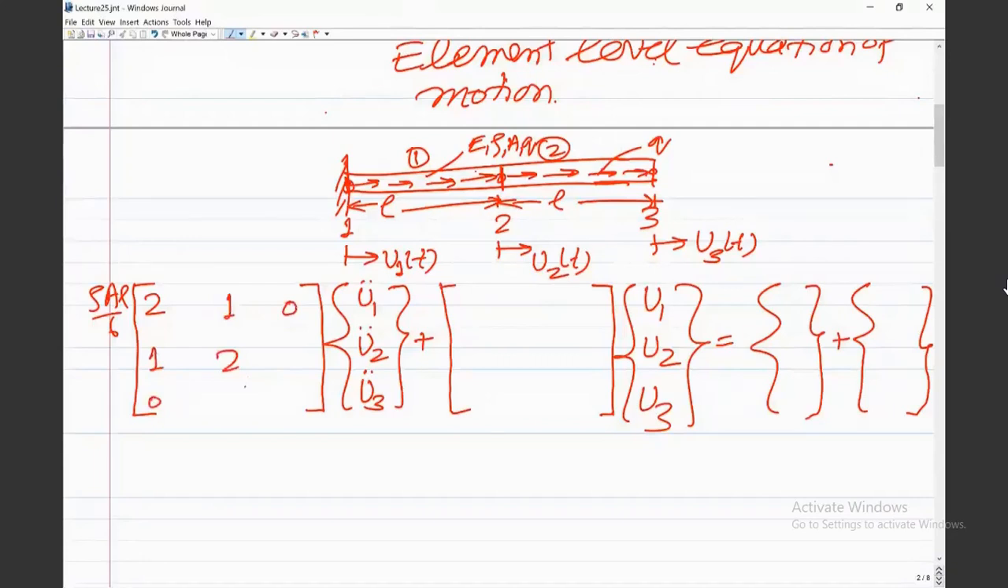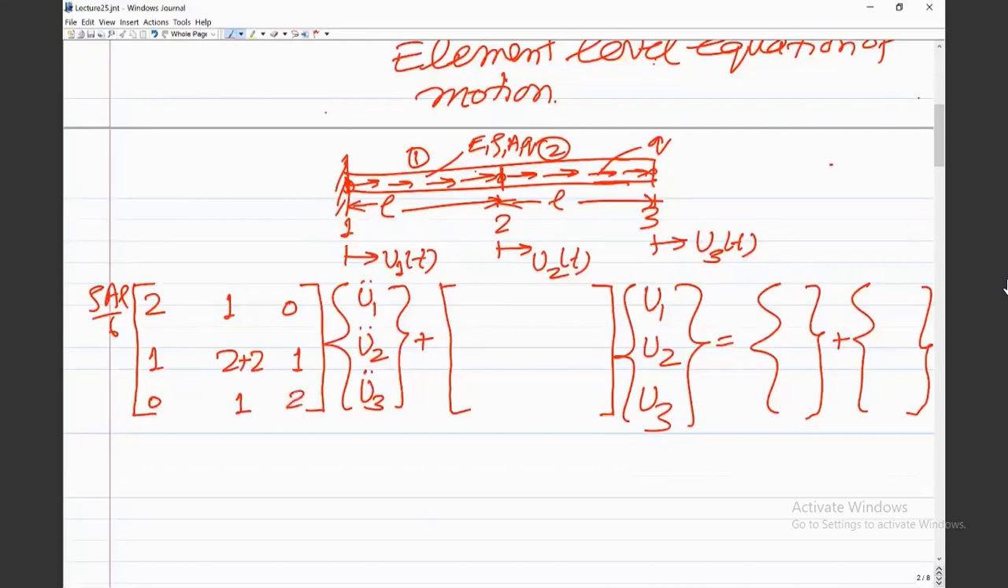So its contribution will go to rows 2 and 3, columns 2 and 3. Element number 2 will go into the second row, second column, second row, third column, third row, second column, and third row, third column.